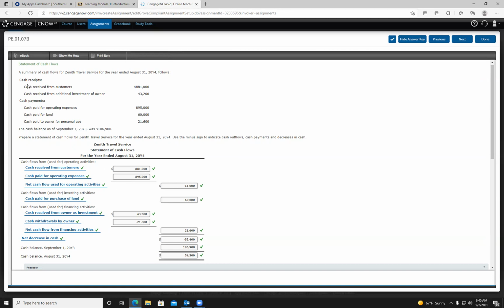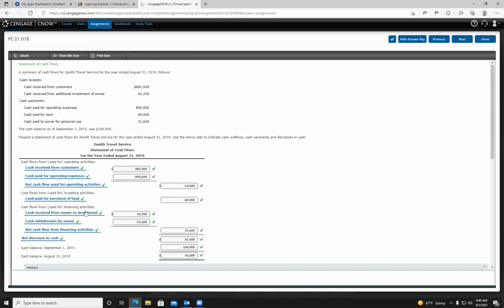And then we come back up here to cash receipts and cash payments and look for any investing activities. Any cash received as an investment by the owner is considered a financing activity, not an investing activity. So we don't have any cash receipts for investing activities. Let's look at cash payments. We did purchase land. Land is considered an investment. So we select cash paid for the purchase of land, and we show it as a negative because it was a cash outflow. So we'd put a negative 60,000.